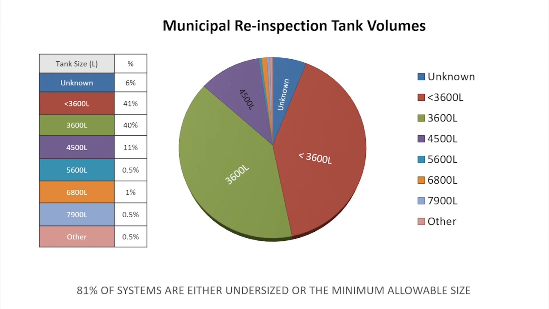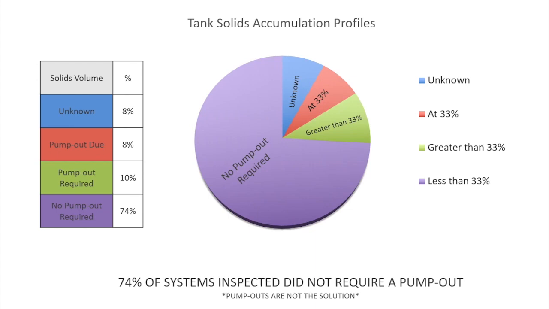The bad news is the number of tanks in this particular data set that were under the current minimum capacity of 800 gallons or 3,600 liters. Almost 50% of the systems were under capacity by today's standards. And then this is profound. We found it in our own data, but this is the biggest data set that has shown this. Of those almost 7,700 systems that were inspected, 74% didn't need to be pumped out.